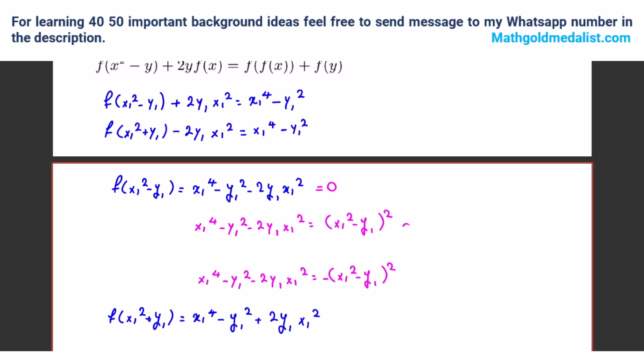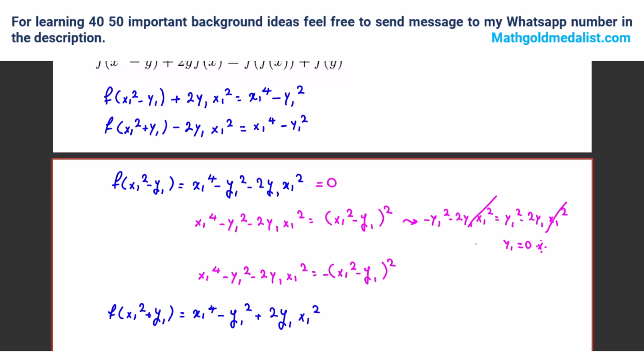So here, if we simplify, x1 to the 4 will be cancelled from both sides. So negative y1 squared minus 2y1 x1 squared is equal to y1 squared minus 2y1 x1 squared. So you can cancel these two sides, so y1 is 0, and that's a contradiction.